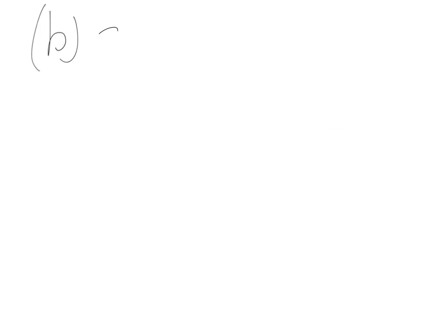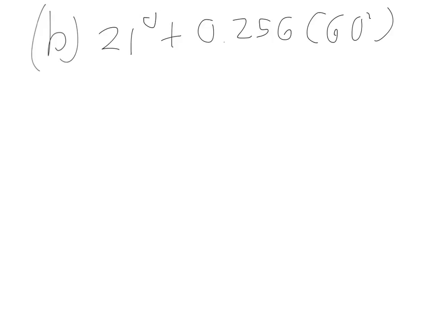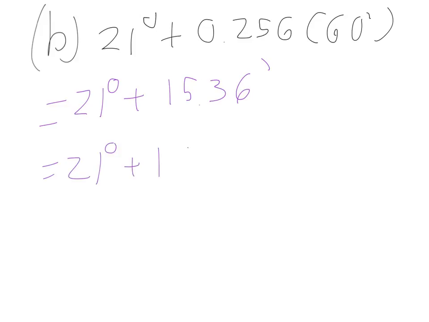Now for part B, we start off by taking the 21 degrees, and we multiply the decimal part by 60 minutes in a degree, and that tells us the number of minutes. And we're going to round our final answer to the nearest second. So what we have here is 21 degrees, 15.36 minutes. Remember, that's 21 degrees plus 15 minutes.